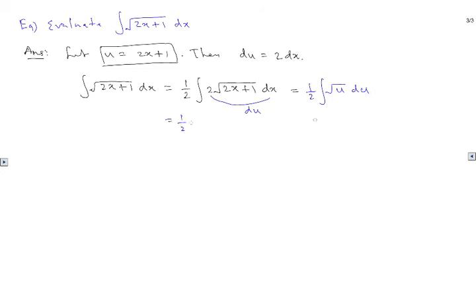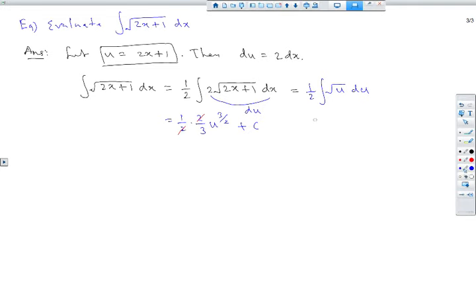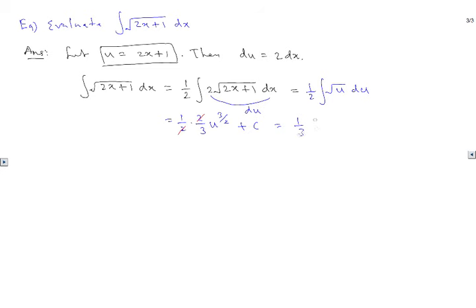Okay, so this is very easy to integrate. So it is 1/2 times the integral of that, which is u to the 3/2 divided by 3/2, multiplied by 2/3, u to the 3/2 plus c. You can see that the 2 and 2 get cancelled, so you end up getting 1/3. So your final answer would be 1/3 u to the 3/2 plus c, where u is simply 2x plus 1. Okay, so that's the answer. Very easy.